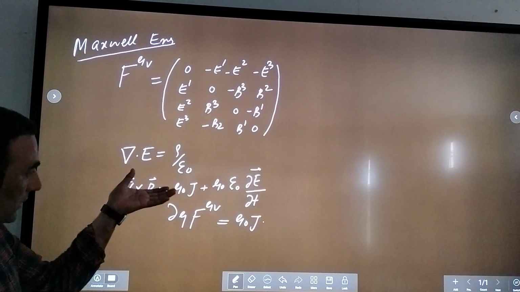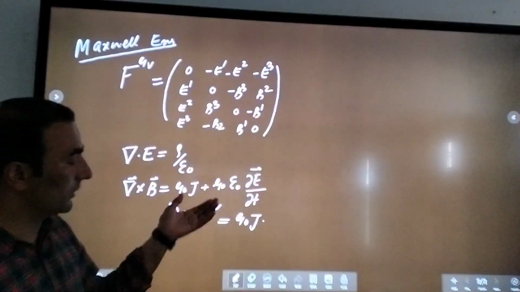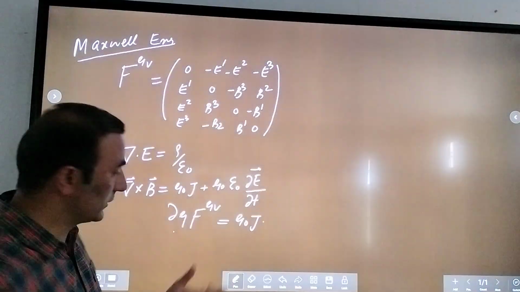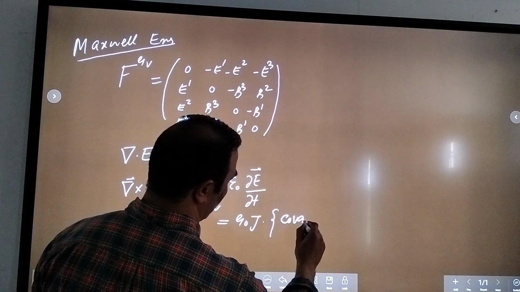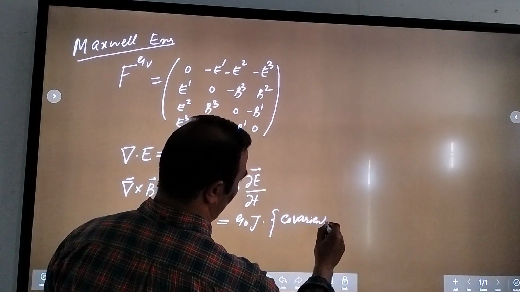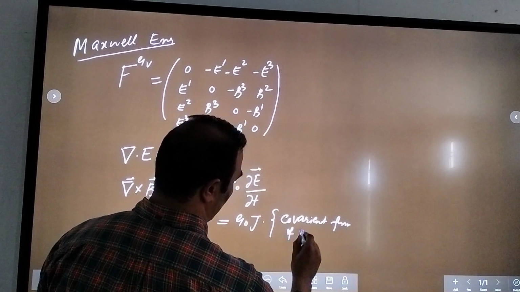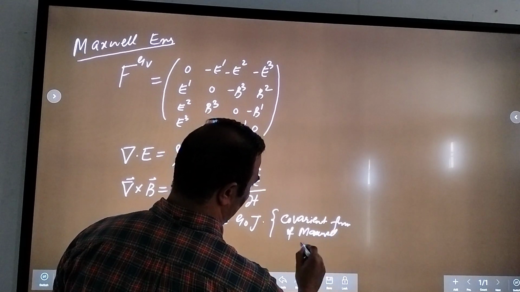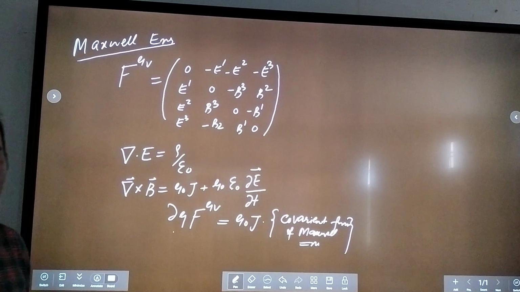So what did we do? We combined the first and fourth Maxwell equations and wrote them in this form. So this is called the covariant form of Maxwell's equations. We call this the covariant form of Maxwell equation, right?